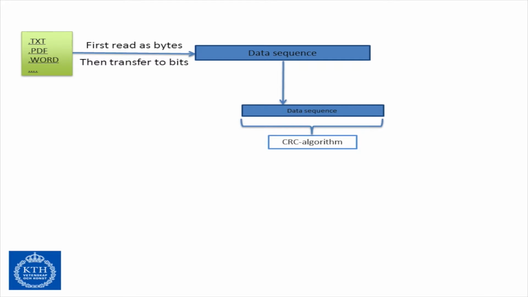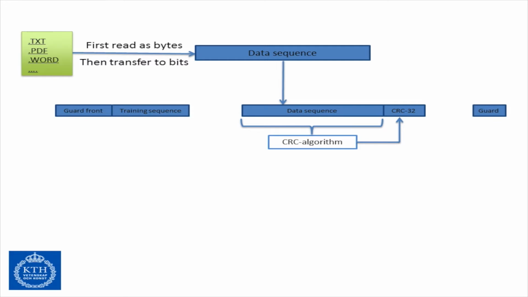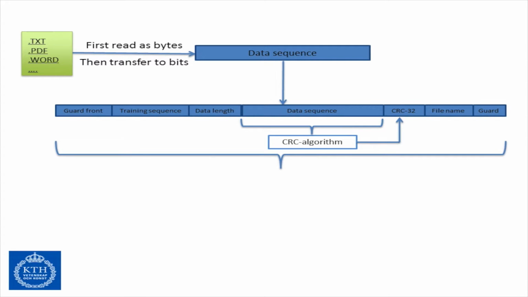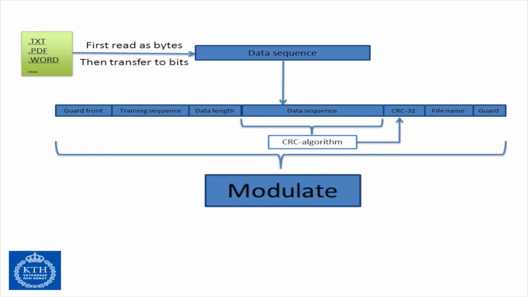The CRC will calculate the check value for the data sequence and append it to the data sequence. After adding the training sequence, guard bits, data length, and file name to the data bits, the in-file transmitted sequence is modulated at the transmitter.